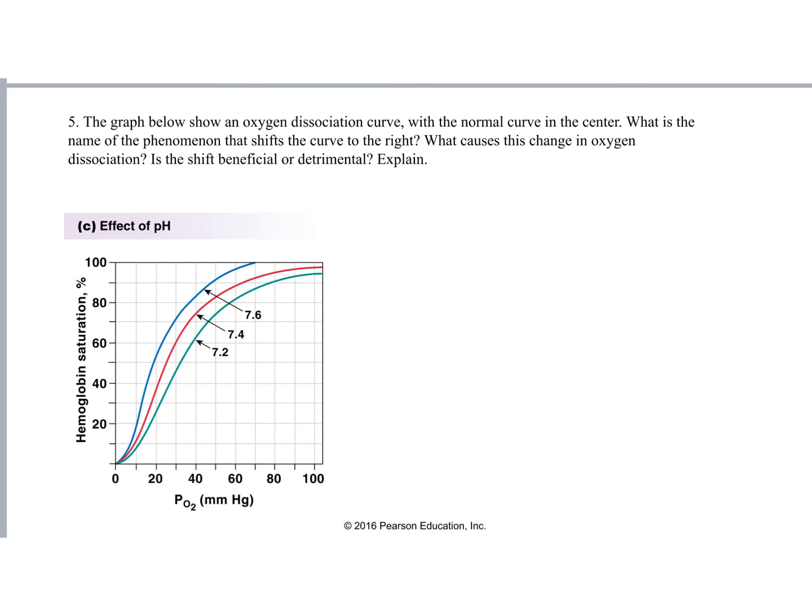Now if we look at the pH, our normal pH is 7.4. They want to know what happens if there's a shift to the right. Now if there's a shift to the right, the pH has been lowered to about 7.2. They call that the Bohr effect, B-O-H-R. So the Bohr effect is whenever there's been a shift in the pH to the right, and it changes your percent saturation. What does it do?